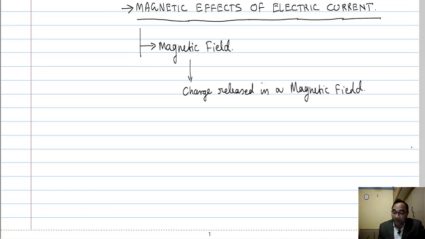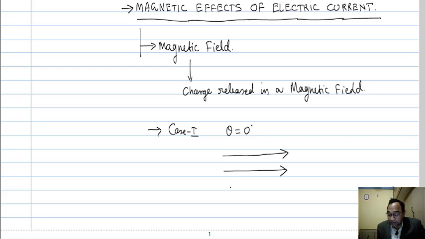Now, the first case that I am taking is case 1. The charge is released at an angle theta equal to 0 degrees. Let us see how exactly this happens. Suppose the magnetic field is horizontal this way, a uniform magnetic field. How can we say that it is a uniform magnetic field? A good question. The magnetic field lines are parallel to each other and evenly spaced, so we can say that the magnetic field is uniform. Let us say this is represented by a B vector.